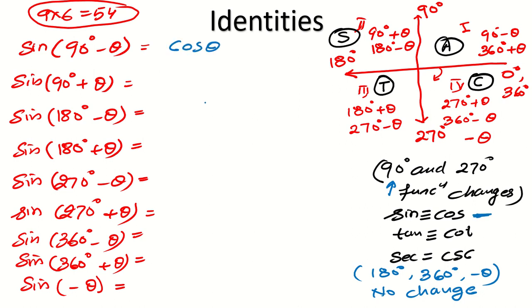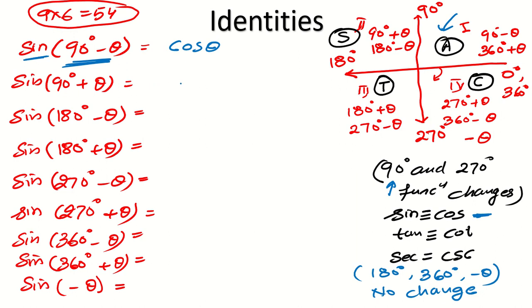And now we will check the sign. In which quadrant does it lie? So 90 minus theta lies in which quadrant? First quadrant, no doubt, you can see here. And in first quadrant, sine is positive. Rather, all functions are positive, so it will remain positive. So sine 90 minus theta is equal to what? Cos theta.